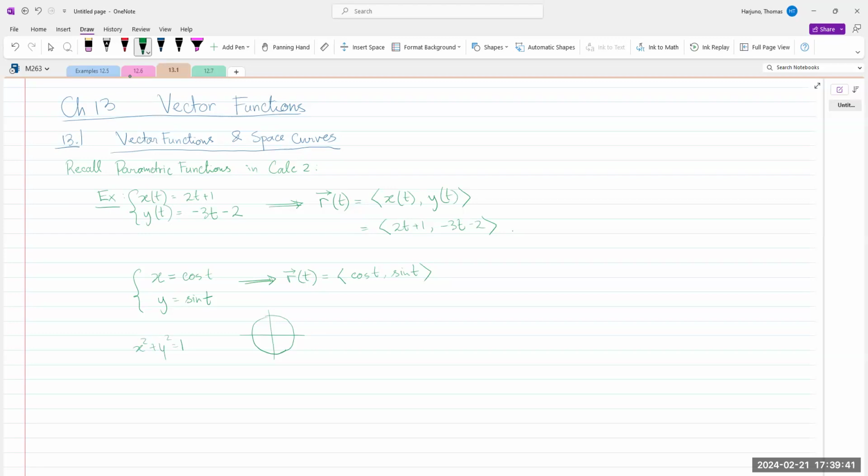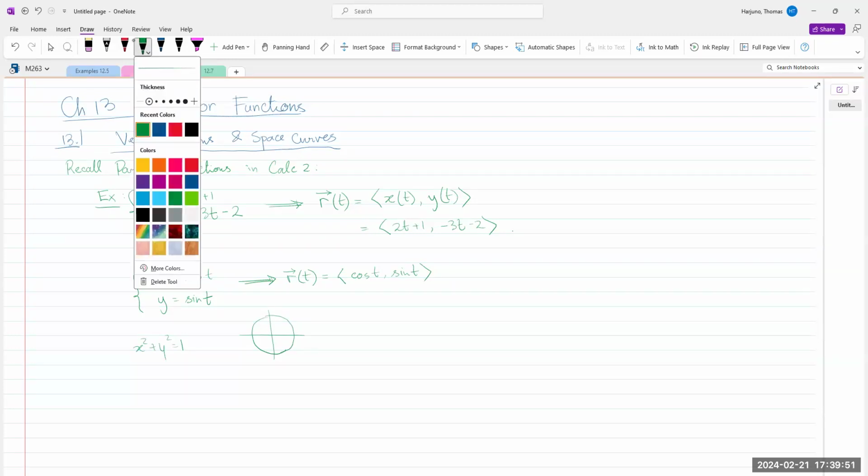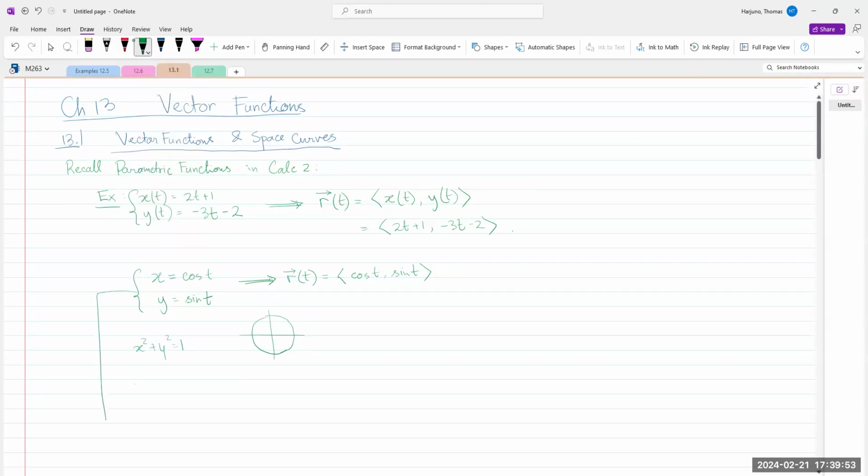Okay, now let's expand a little bit from what we learned in Calc 2, just to remind ourselves what we learned there, with some extra transformations. So continue from this example here. Suppose I change that x becomes 2 cosine t, and y becomes 3 sine t. What will that look like?